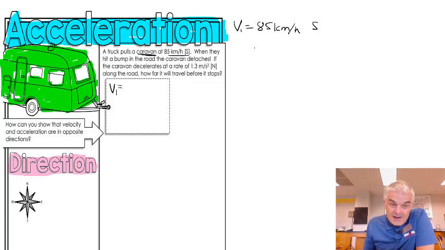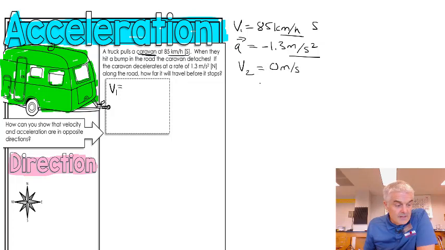Oh, that's bad. If the caravan decelerates at 1.3 meters per second squared, so that's going to be a is equal to, now watch this, negative 1.3 meters per second squared. Now we've got an issue. This is kilometers per hour and this is meters per second squared. So we're going to deal with that. And it's going to come to rest, so V2 is going to be 0 meters per second, right? And we're trying to find the distance it's going to take before it stops.